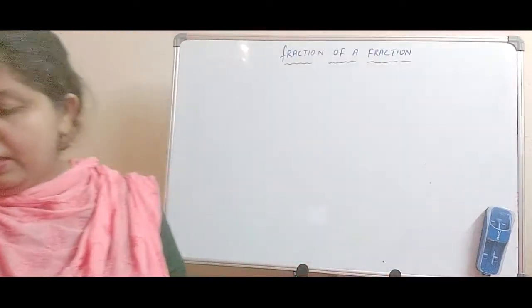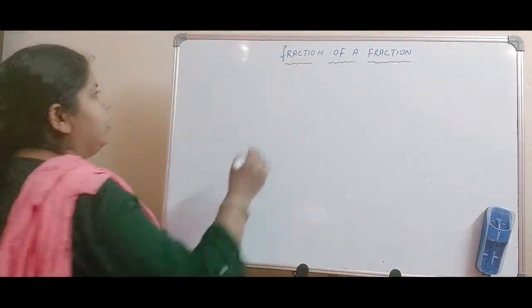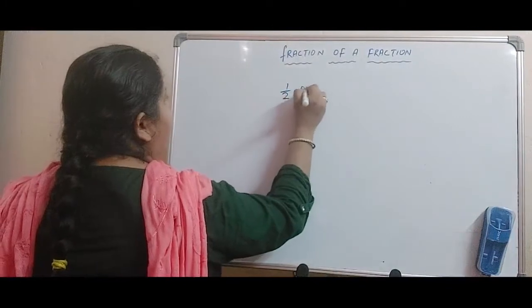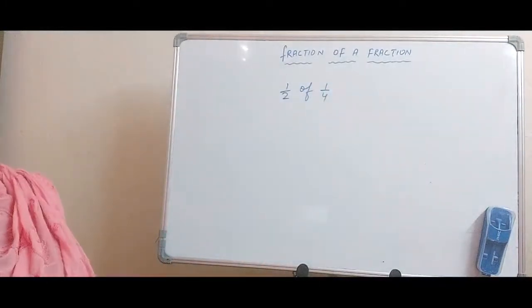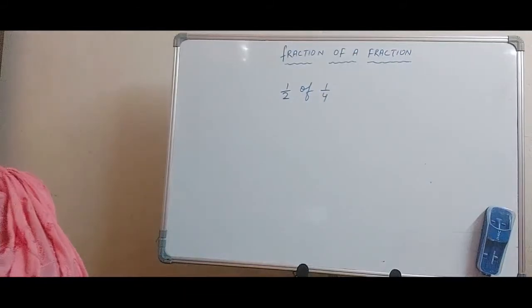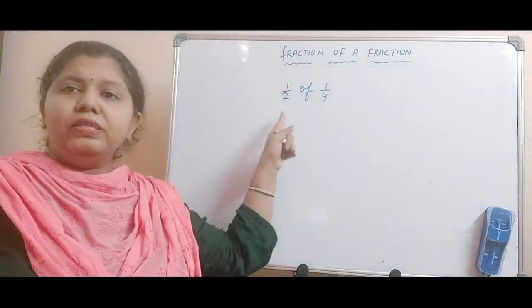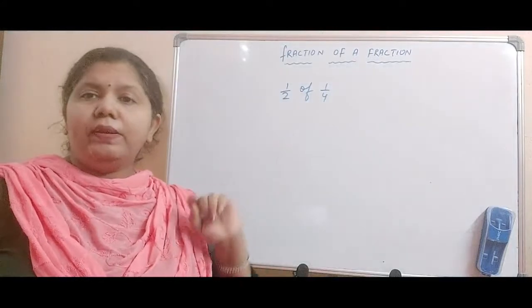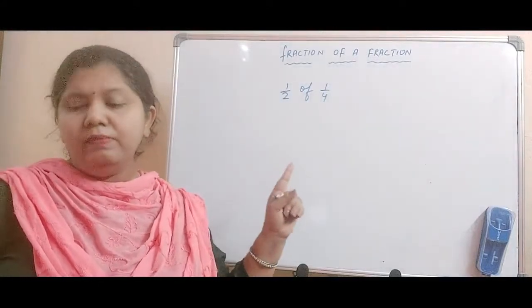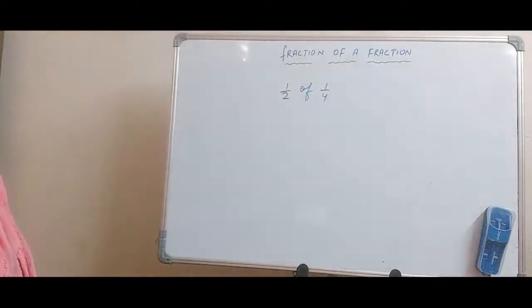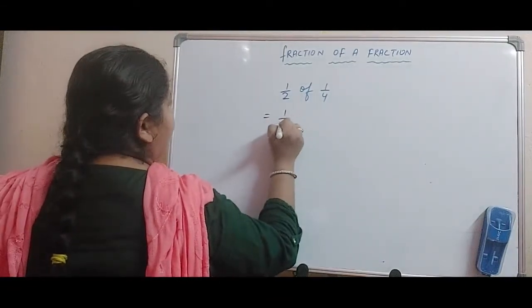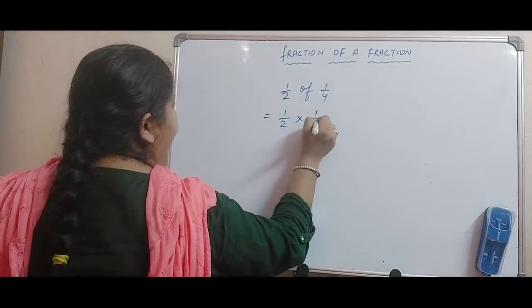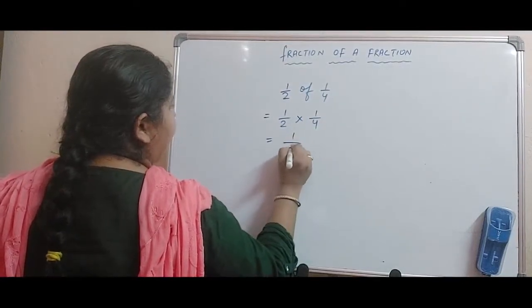Let us see. Suppose we consider half of 1 by 4. This means these two fractions are multiplied, means half times 1 by 4. So when we solve it, it will become half into 1 by 4, that is equal to 1 by 8.